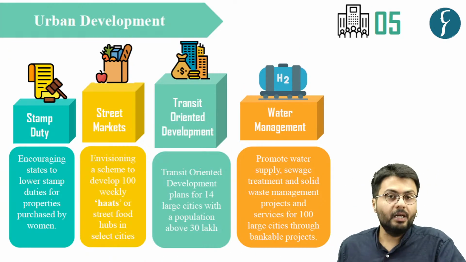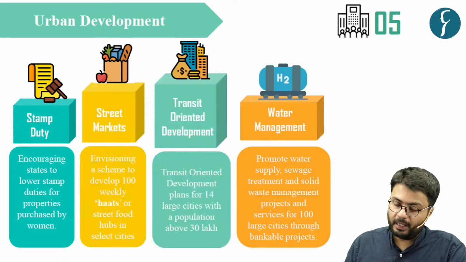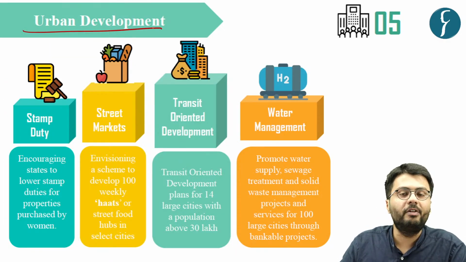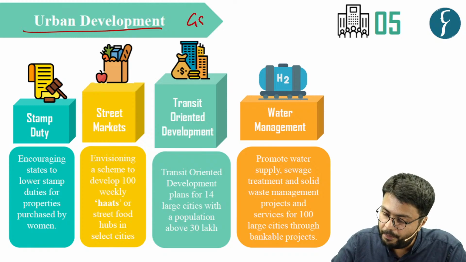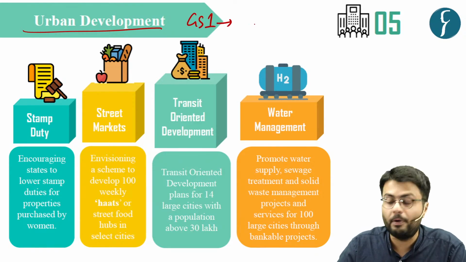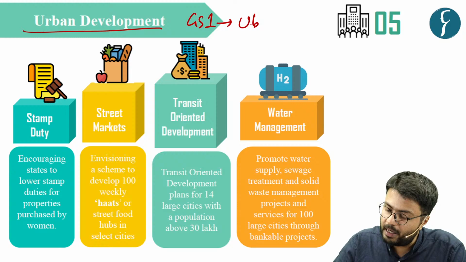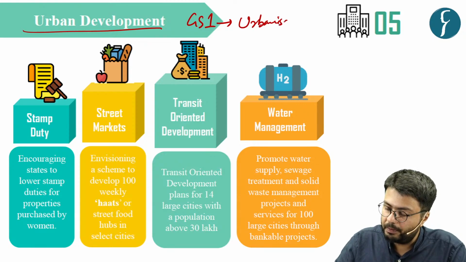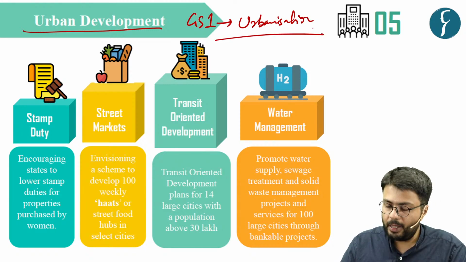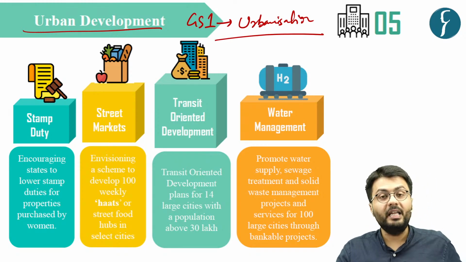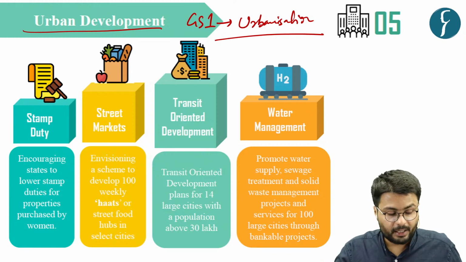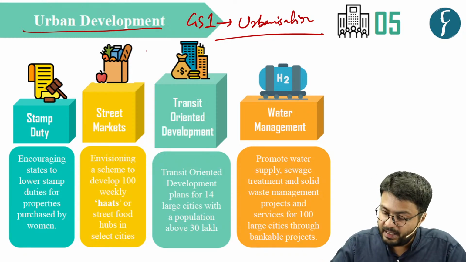Now let us discuss the next priority of the government in this regard, that is the urban development sector. Now, this development becomes important from GS paper 1 perspective because the syllabus highlights urbanization. Now, in this regard, the government is undertaking development of its cities, such as making these cities as growth hubs.